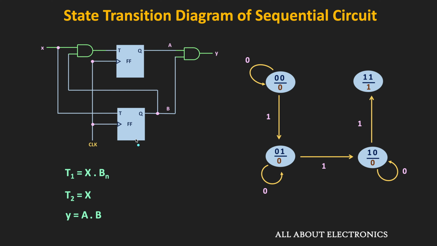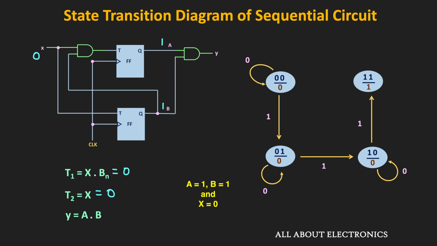So let's say currently the circuit is in the 1-1 state. That means this A and B outputs are equal to 1. And initially let us assume that this input X is equal to 0. So as you can see from the state equations, when the input X is equal to 0, then this T1 and T2 outputs will remain 0. And as you know for the T flip-flops, when the input is 0, then this T flip-flop will remain in the same state.